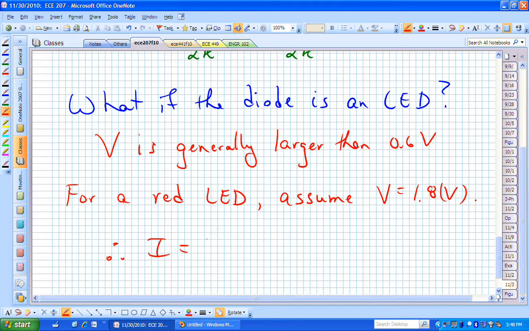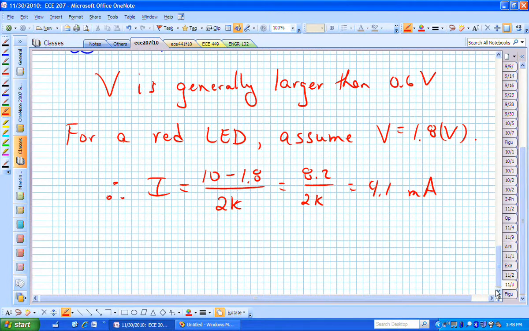Now we have I equal to 10 minus 1.8 divided by the 2K ohm resistor, or this now becomes 8.2 over 2K, or 4.1 milliamps in terms of current. And that makes sense. We're now not dropping as much voltage across that 2K resistor, and consequently we do not have as much current flowing through that series combination of current limiting resistor and LED.